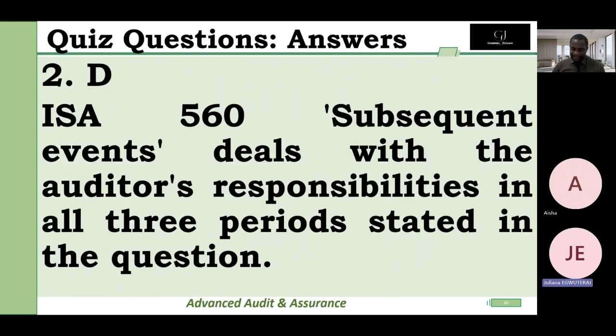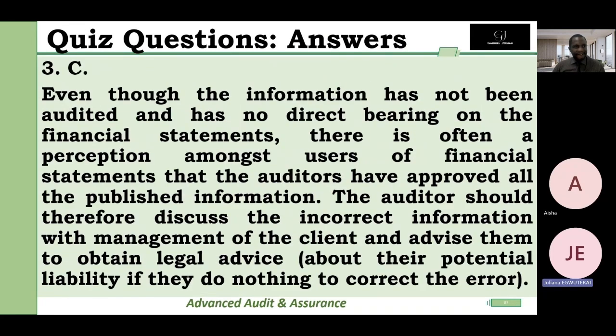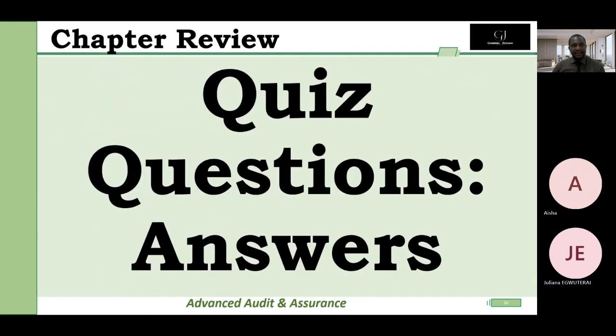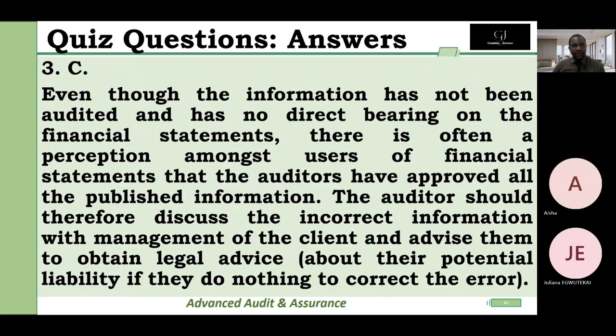All right. But let me go back to see the answer. When the other information published is not a fact, that is incorrect. Yeah, so the answer is C. Information published, yes, the answer is C. Okay, so let's go to number 4.